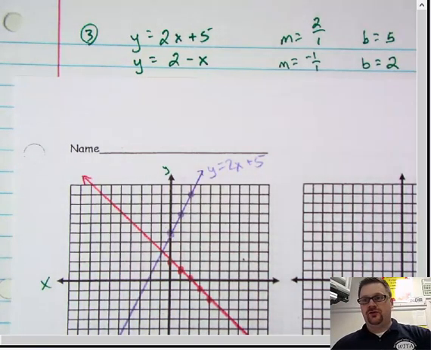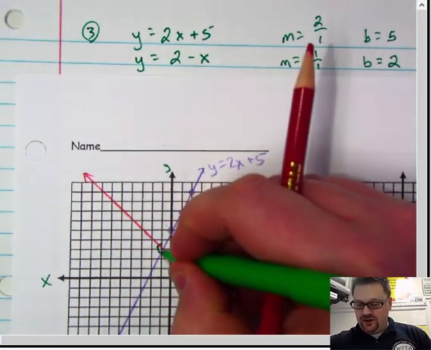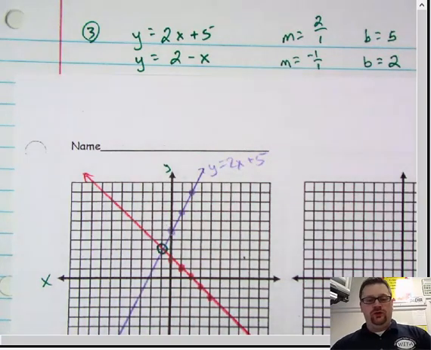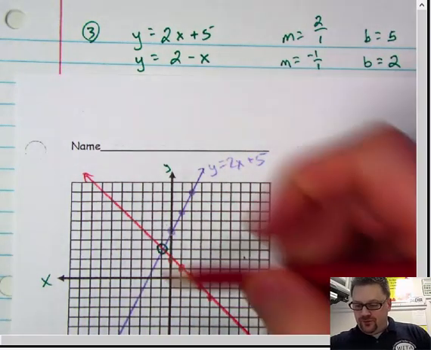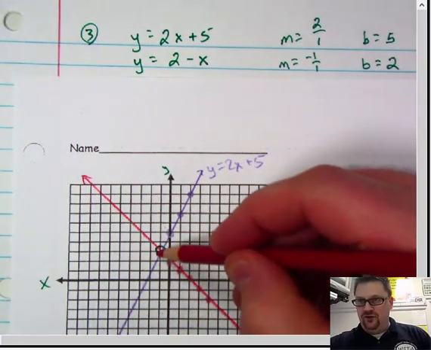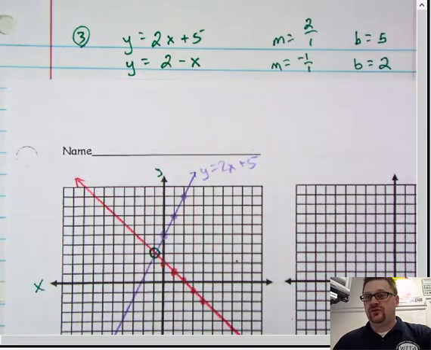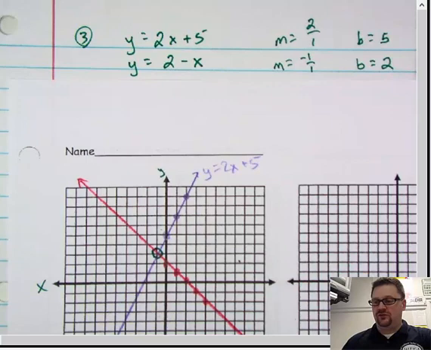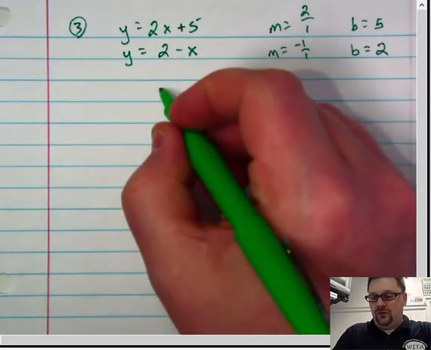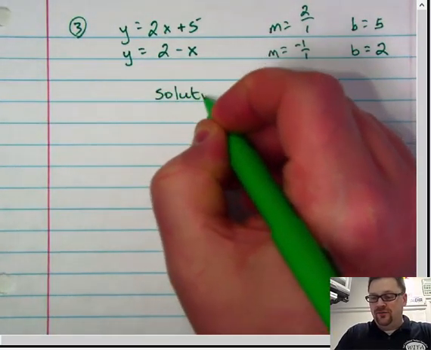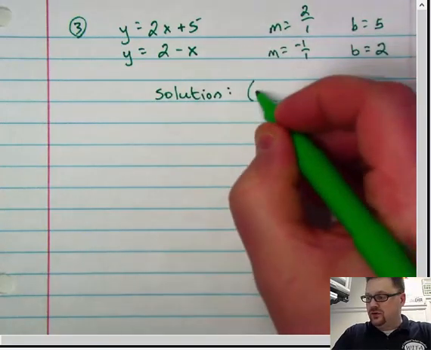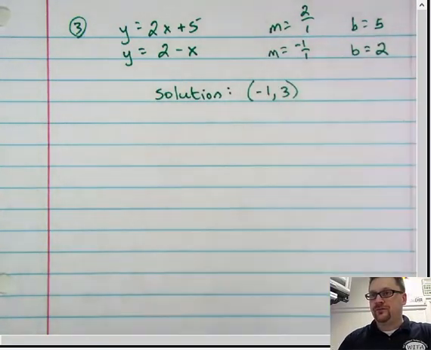So what do I notice? Well, I hope you do. I notice that these two lines cross each other right there. What are the coordinates of that point? Well, they're negative 1, positive 3. Negative 1, positive 3 is the solution to this system of equations. So I'm going to say, based on my graph, that the solution is negative 1, 3.